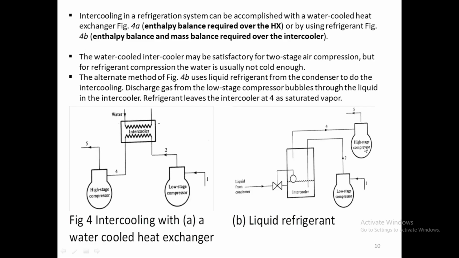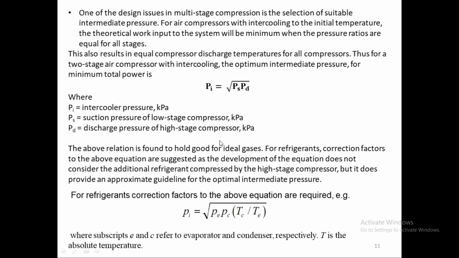Low stage compressor, high stage compressor. So there will be a suction and discharge of this one, suction and discharge of this one. PS is the suction of the low stage one, this one, and PD is the discharge of the high pressure one, this one. PD is the discharge pressure of the high stage compressor in kilopascal. The above relation is found to hold good for ideal gases.